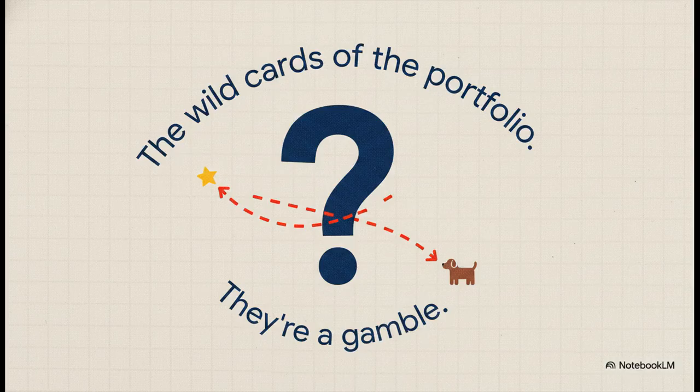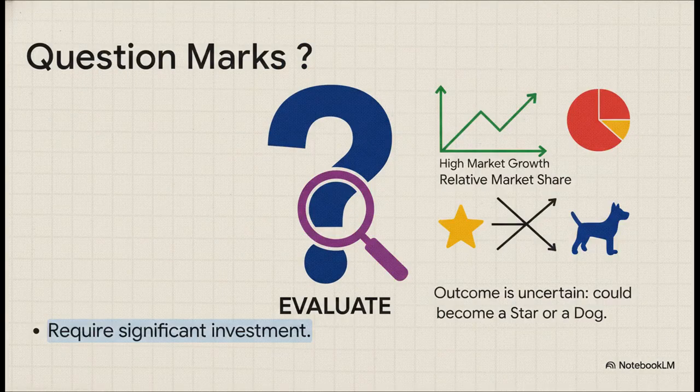Okay, now for the real wild cards of the portfolio, the question marks. These guys are in those exciting, high-growth markets, but you haven't managed to grab a big market share just yet. They're the classic gamble. If you pump a ton of investment into them, they could become your next star. But if you don't, or if you bet wrong, they could totally fizzle out and become a dog. So this forces a really critical choice. The strategy is to evaluate. Do you double down, or is it time to cut your losses?